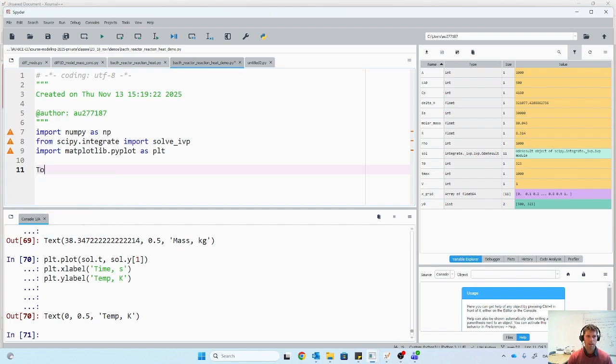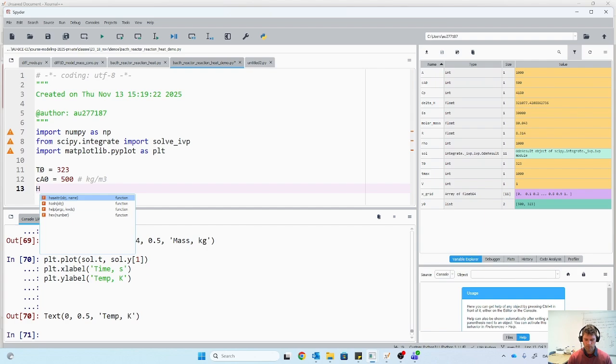So we will first start by writing some of our known constants. For instance, the starting temperature, we call it T0. The start concentration of ammonium nitrate, 500 kilogram per cubic meter. We then have the enthalpy of reaction. We call it HRXN. That is 25,700 joules per mole.